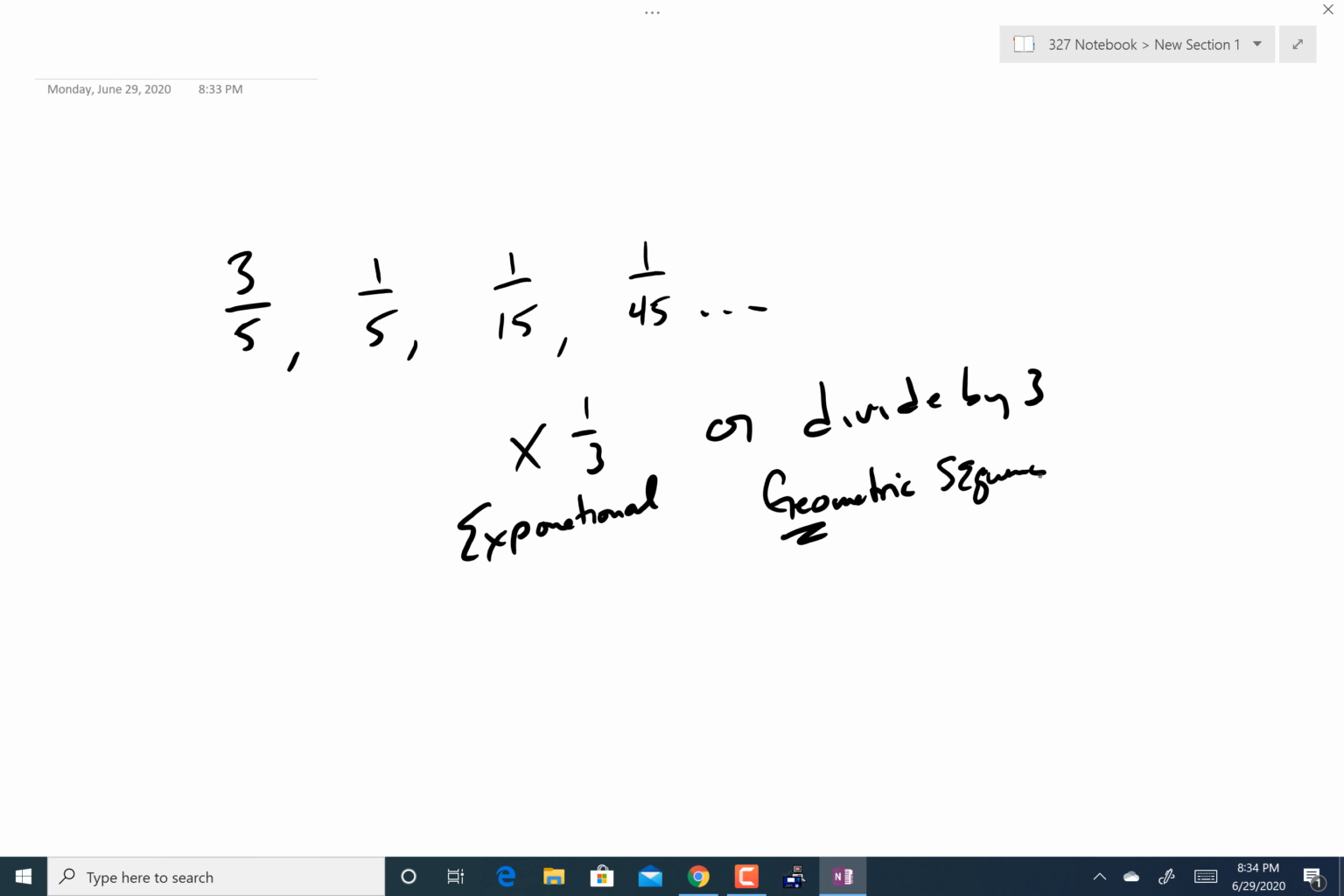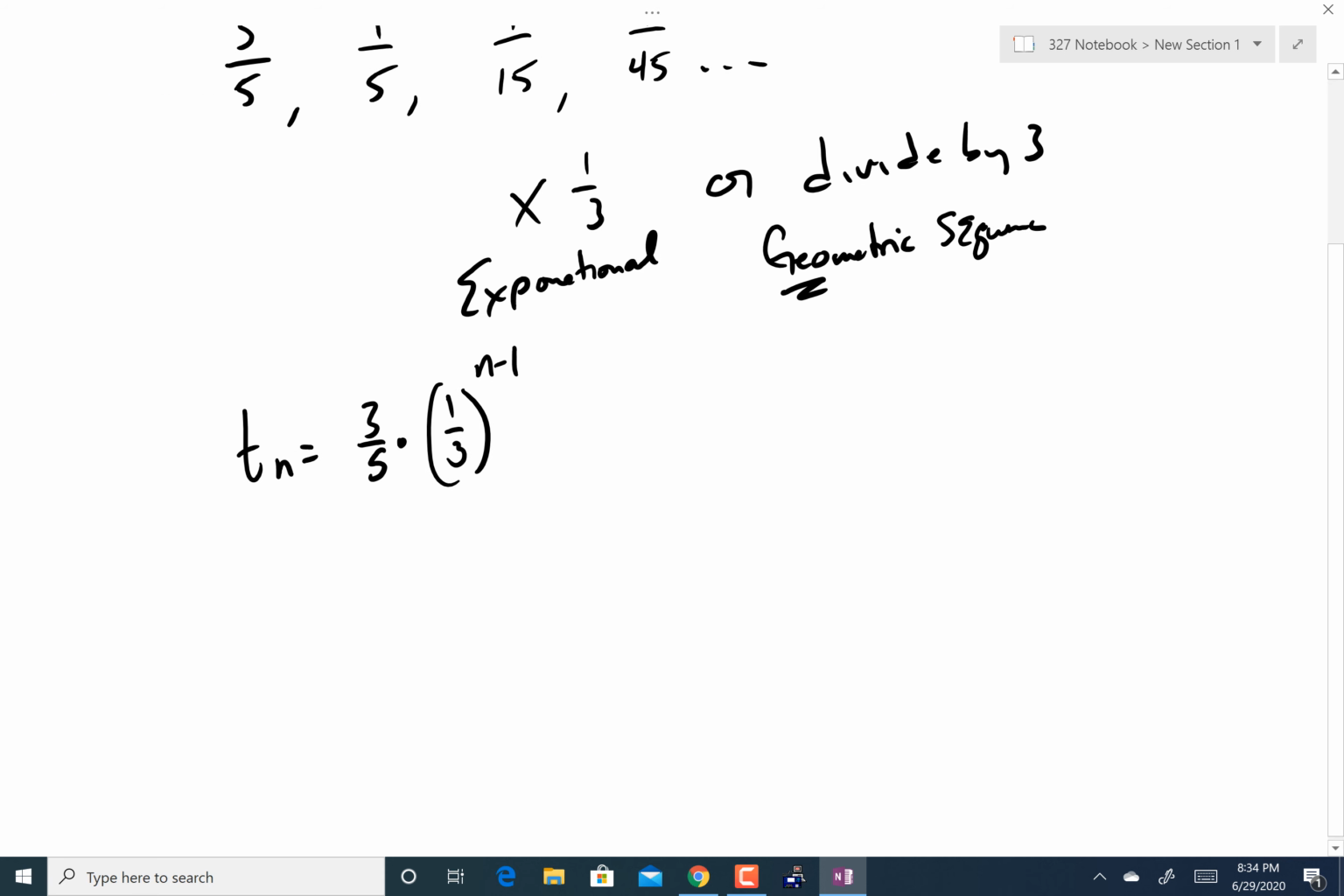Okay, and so here's the game. It'll always be given by the first term times what you're multiplying by, which we call the common ratio, to the, in this case, the n minus 1th power. So when you see a geometric, it'll always be a times b to the n minus 1. That's the easiest way to write it. Because when n is 1, 1 minus 1 is 0. 1/3 to the 0 is 1 times 3/5. Boom, 3/5. When n is 2, 2 minus 1 is 1. 1/3 to the 1 is 1/3 times 3/5 is 1/5. Done. Piece of cake.